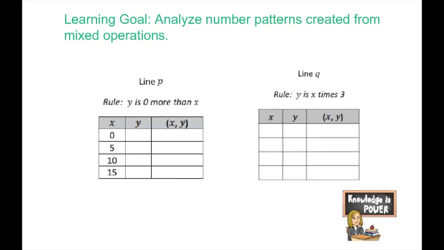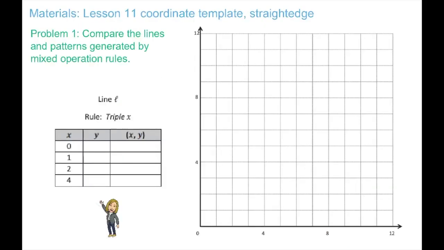Let's get going. The materials needed for today will be your Lesson 11 coordinate template and a straight edge. Once again, if you do not have your workbooks, that is fine. You can use grid paper or blank paper, whatever you have.